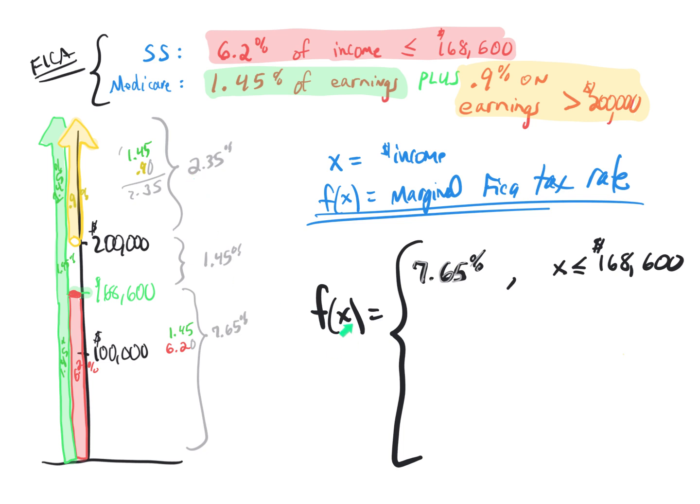So when we say put in 190,000 and out comes 1.45%, we're not saying that's your tax rate on all of your money. That's just your tax rate for the money between these two values. You're still paying 7.65% on the first 168 grand 600. Then finally, if x, your income, is more than $200,000, then your tax rate for all the dollars over 200,000 will be 2.35%.